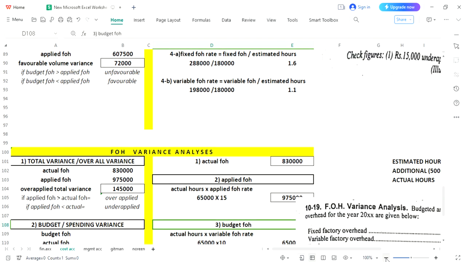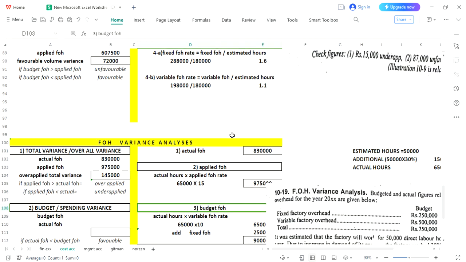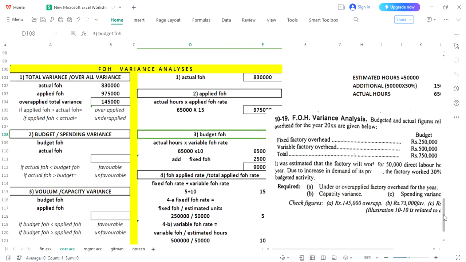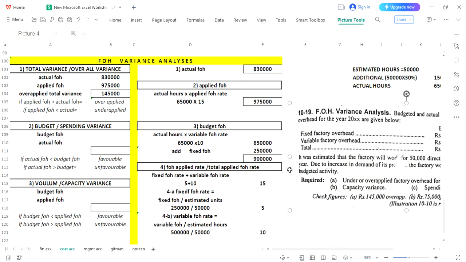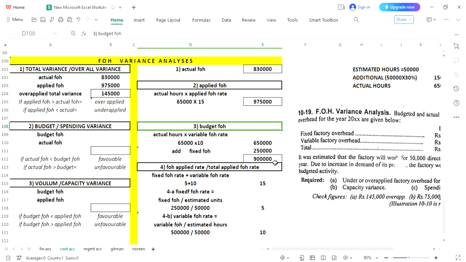Okay, factory overhead 19th question we were doing, and we were here. So we need budget FOH. Budget FOH was calculated at third spot. Total budget FOH 9 lakh. We have calculated, put 9 lakh over here. And next you need to have actual FOH, and actual FOH is written at number 1. It is 8,30,000. Put 8,30,000 over here.